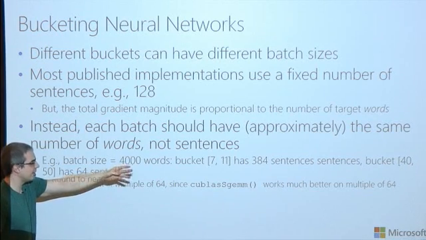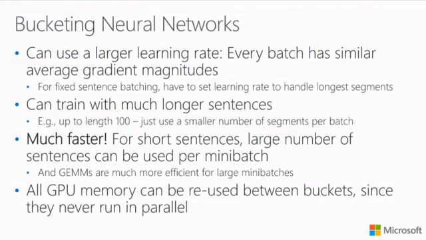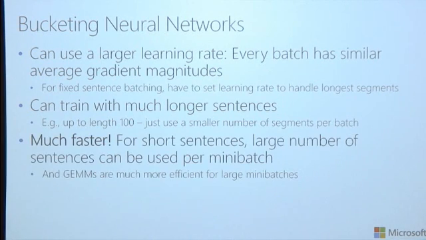You want to say something like, we have 4,000 words. That means the different buckets will have different numbers of sentences. For your really long buckets, you might only have 64 sentences. For your short buckets, you might have many more sentences. Not only does it get you much healthier training because every mini batch has similar gradient magnitudes, it's also more stable. You can train with much longer sentences because you use a smaller batch size. But it's also much faster because the majority of the sentences are going to be fairly short, like an average length of 15.